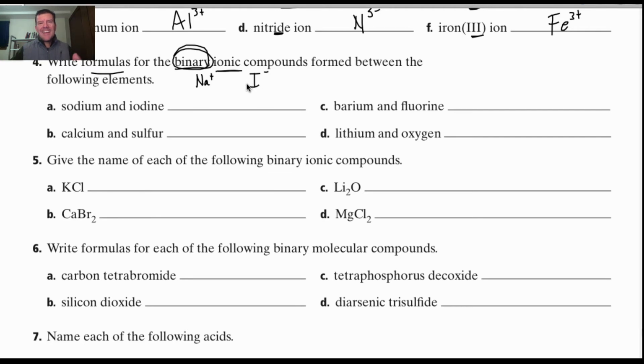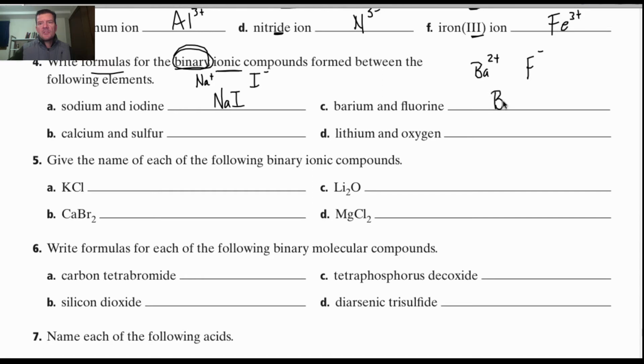It forms an iodide ion, and we have a sodium ion. They're going to come together in a 1-to-1 ratio to form a neutral compound. Barium and fluorine. Barium is in group 2, so it's going to give up 2 electrons to fluorine, but fluorine only needs 1. So to give up 2 electrons to fluorine, it's going to need 2 fluorines.